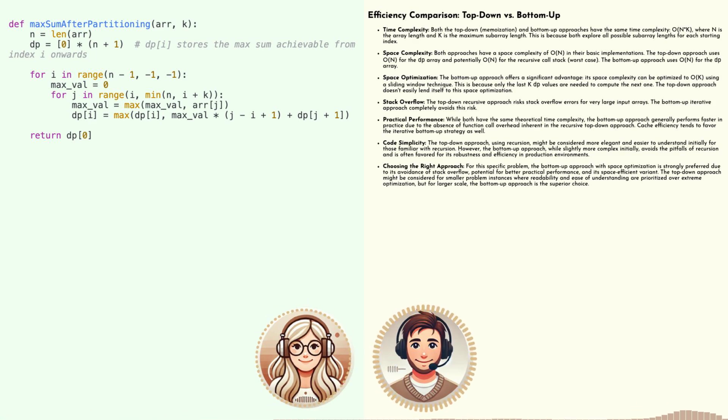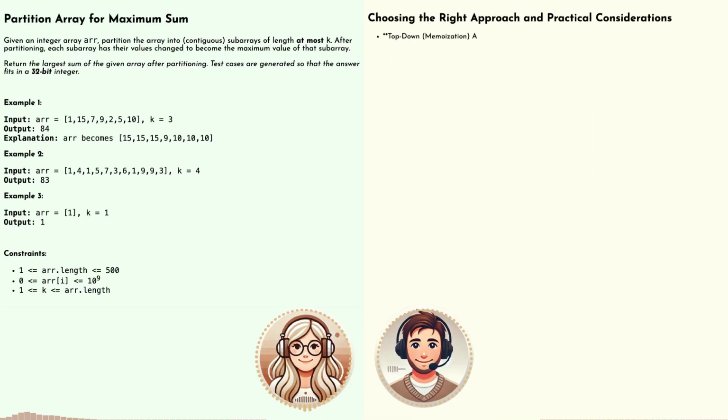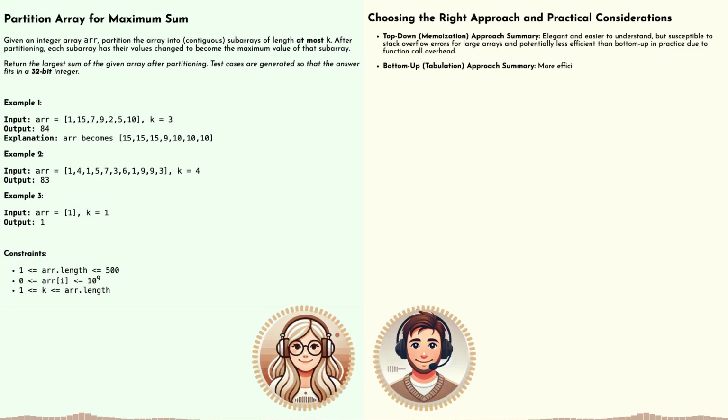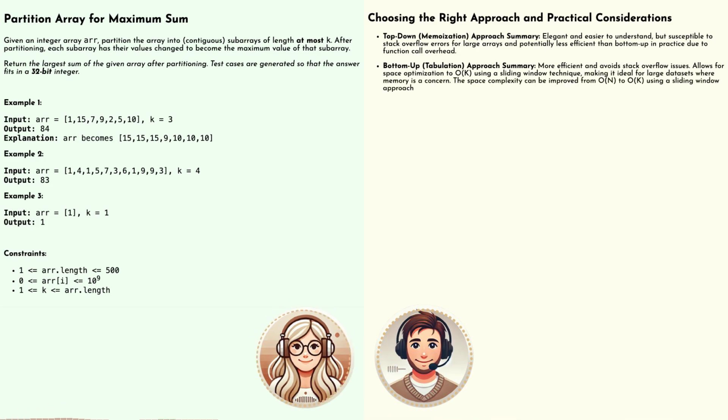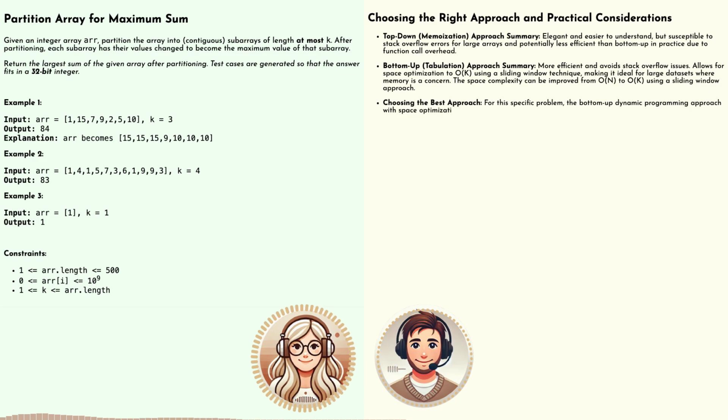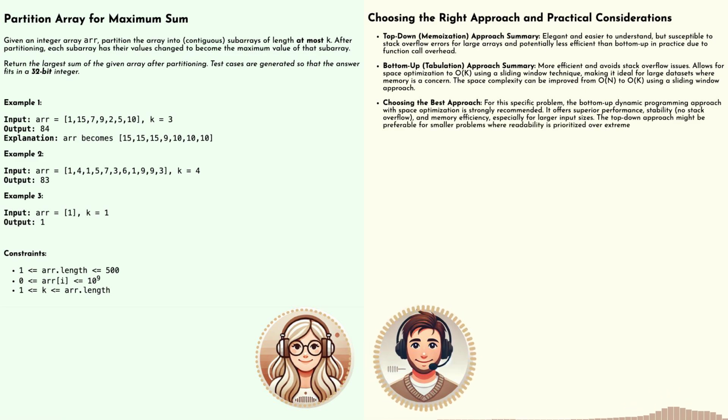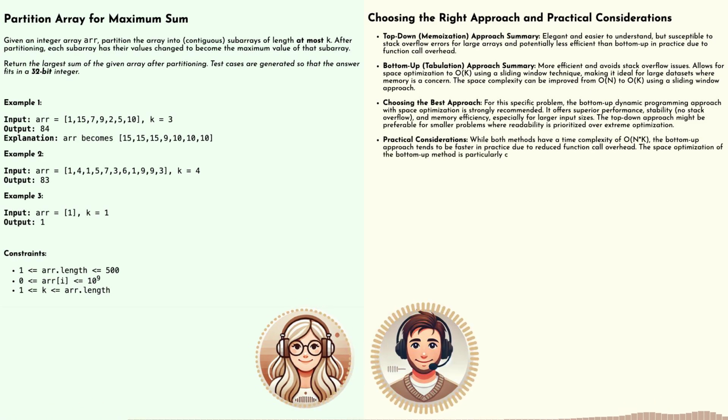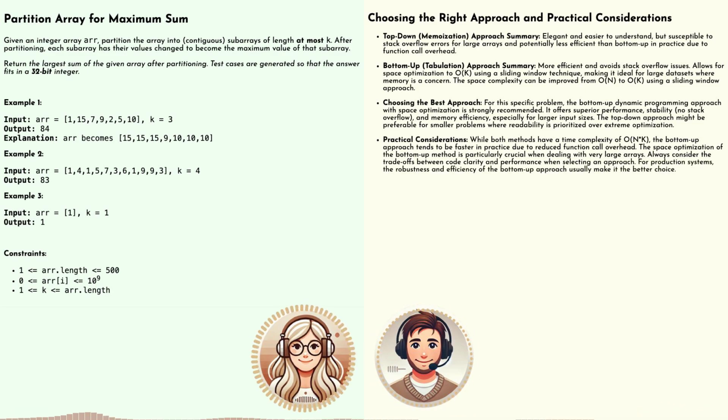Right. How do we decide which one to use in practice? It often comes down to the specific constraints of the problem and your personal coding style. Top-down memoization can be more intuitive if you're comfortable with recursion, but bottom-up is generally faster and avoids the risk of stack overflow. So if we're worried about stack overflow or need to be very efficient with memory, bottom-up is the way to go. Exactly. But if the problem is relatively small and we value code readability, top-down might be a good choice. The important thing is to understand both approaches and choose the one that best fits your needs.